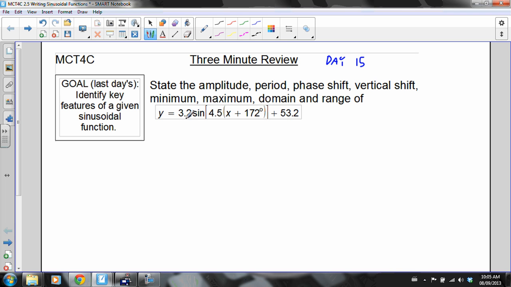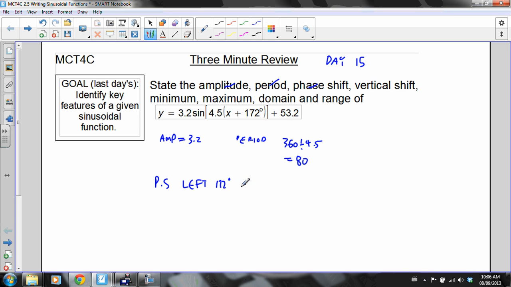Amplitude, well, that's the number A. The amplitude is just 3.2, and that's A. The period, remember the little expression for the period is 360 divided by B. Now, B is 4.5, and that is 80. And then the phase shift. Phase shift is opposite of what you'd think in the direction of x. Phase shift is left 172 degrees.